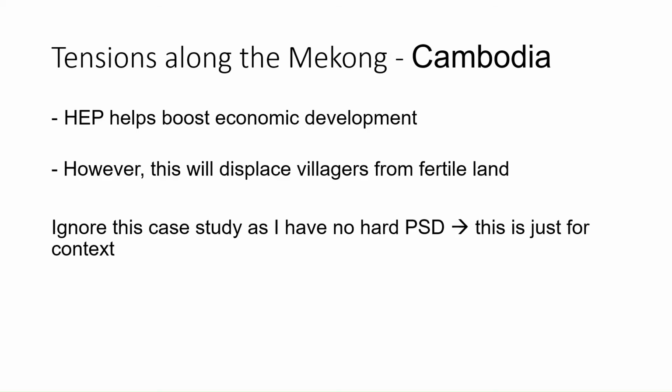So for Cambodia, I don't really have hard data for this, but they have high intention for HEP. They need it quite a bit since it will boost economic development, having an energy source in more rural areas. But this will displace villages from fertile land. And since Cambodia hasn't got the highest GDP, displacing people from rural areas where they usually farm won't sit well, since the people will be displaced and they're not very high skilled. So going into urban areas isn't really an option.